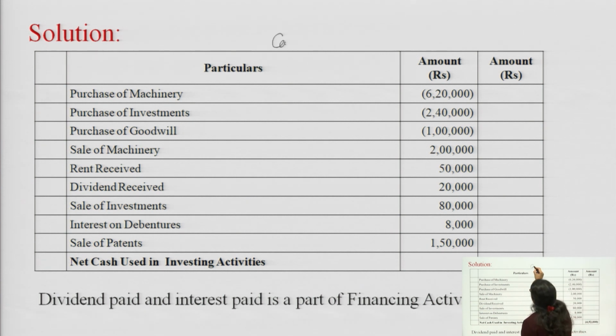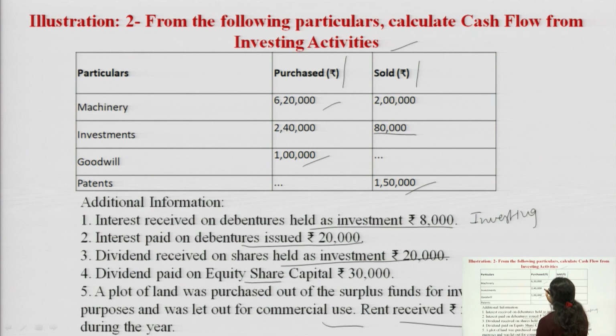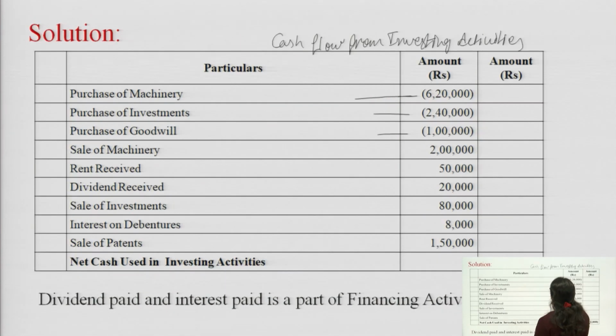This is cash flow from investing activity. Why are we writing purchase in minus, in brackets? Because by purchase, cash is actually outflowing. Purchase of shares was 6,20,000, purchase of investment was 2,40,000, and purchase of goodwill was 1 lakh. We have taken it from this, fine.